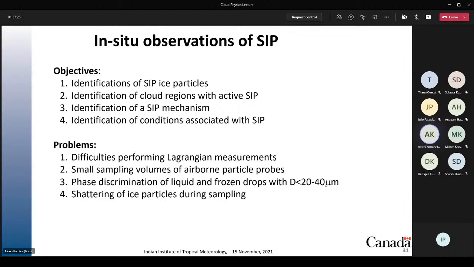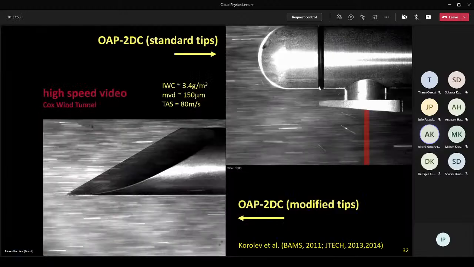Phase discrimination of small particles is still a big problem. I need to identify whether particles smaller than 20-40 micrometers are liquid or solid, it may be just solid, just frozen drops, and measurements are still contaminated by shattering artifacts. So we have lots of issues related to this.